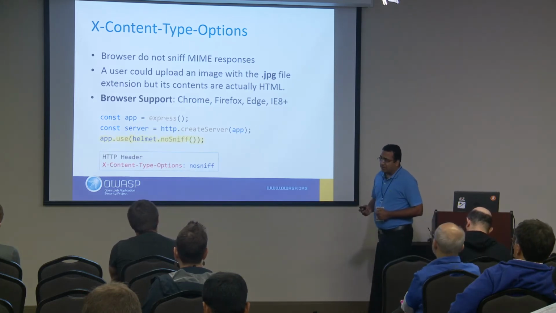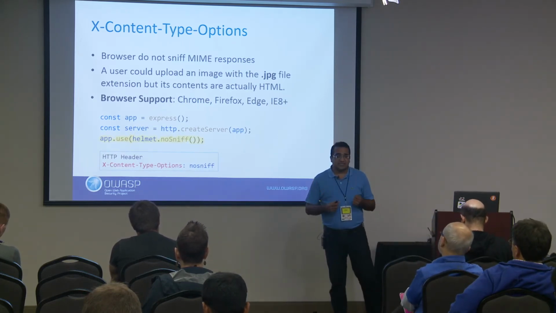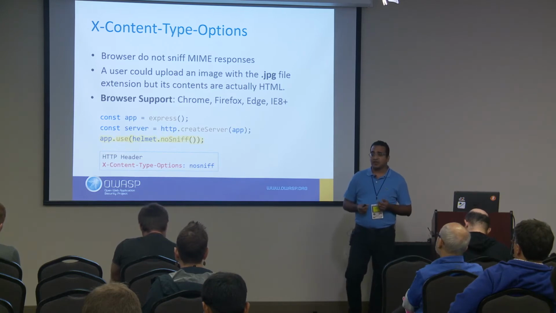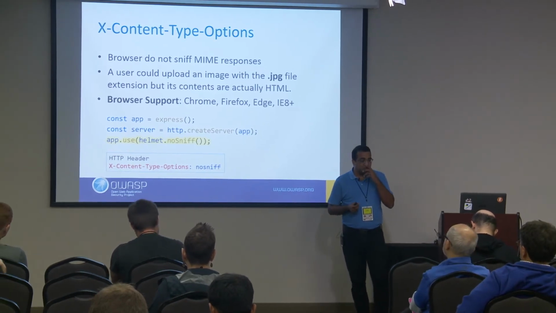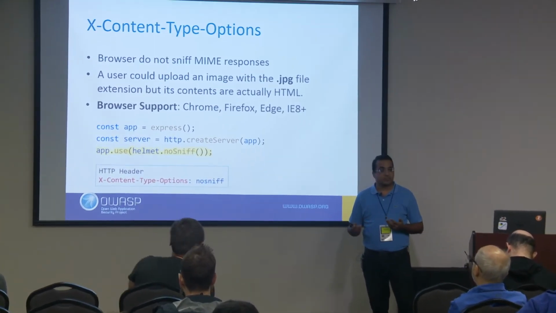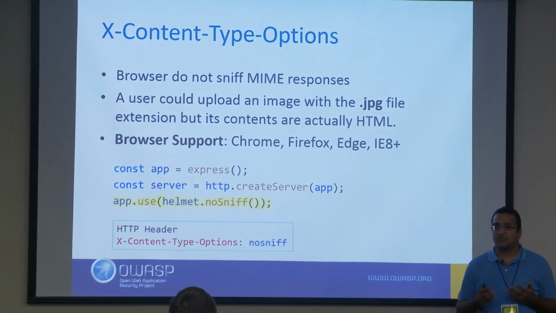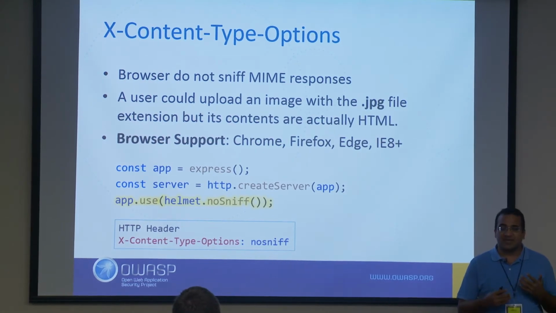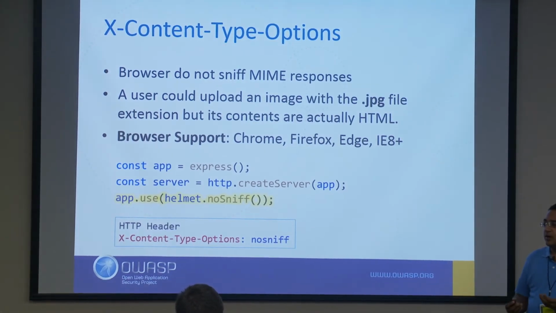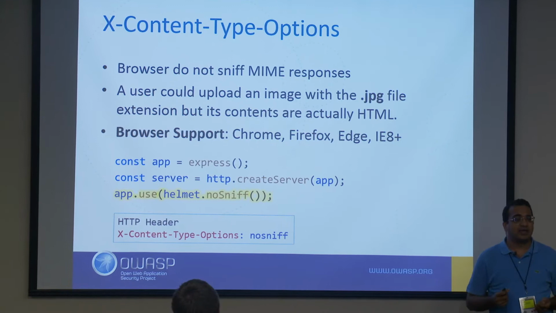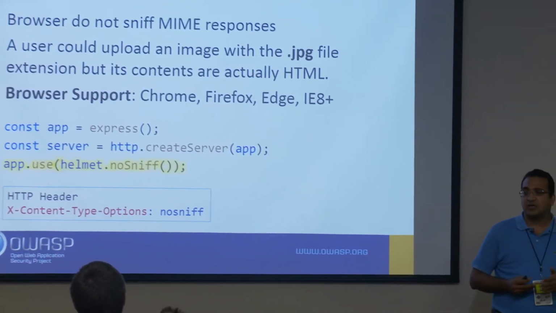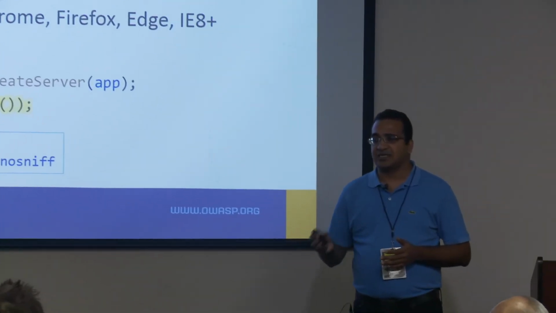X-Content-Type-Options is a security header which tells the browser that it should not try to guess the MIME type of the file returned by the server. So just so you know, MIME type is basically a way of the server telling the browser what's the type of the file it's looking at. For example, for a PNG file, it would be image/png. For a JSON file, it would be application/json.